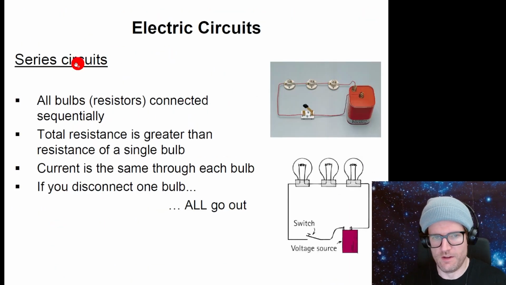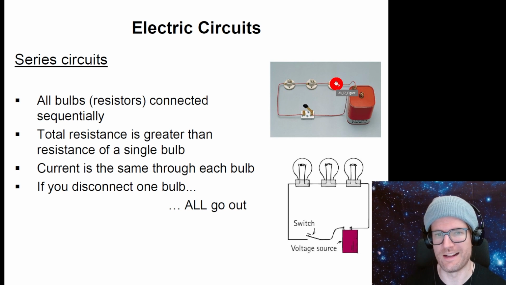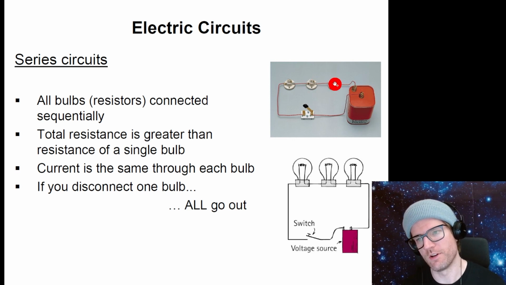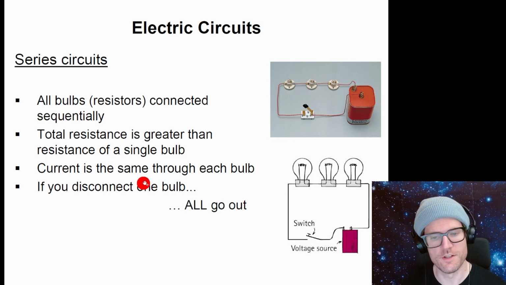Okay, for electric circuits, we can hook things up in series. So here's a battery with a switch and 3 light bulbs hooked up in series. The current flows around this circuit like this, and the current through each one of these light bulbs is exactly the same, because the current coming into one has to equal the current going into the next one, and then around again. So all bulbs are connected sequentially. Total resistance is greater than the resistance of a single bulb. Current is the same through each bulb. If you disconnect one bulb, they all go out.